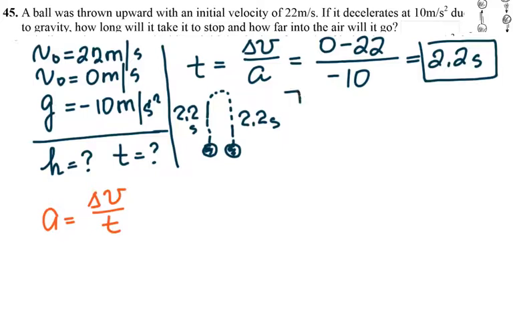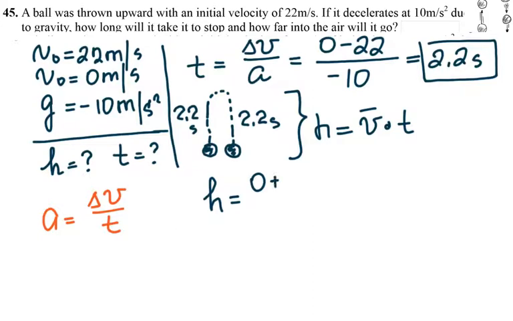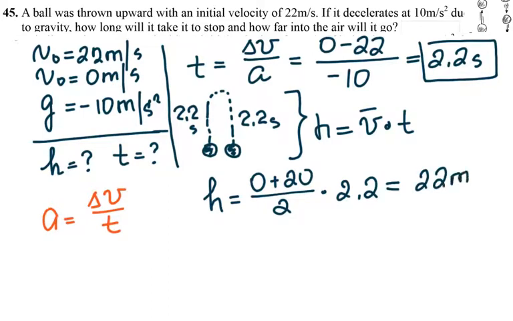But the height it travels to the top is the same as the distance, how far into the air, so that is the distance. I can use the average velocity times the time formula. So the height is equal to the average, which is initial plus the final, divided by 2, and the time we figured out is 2.2 seconds. So looks like that's going to be 22 meters.